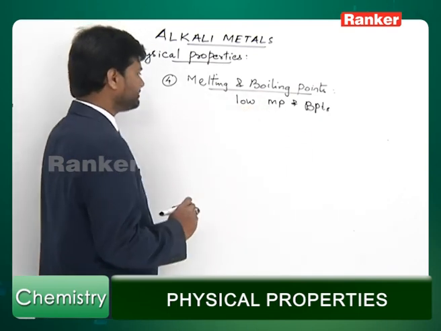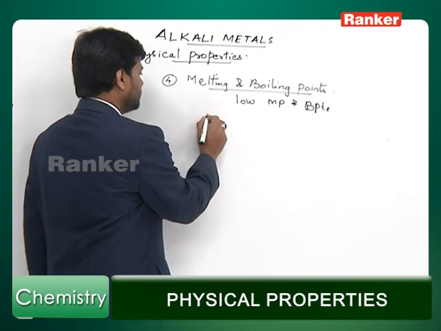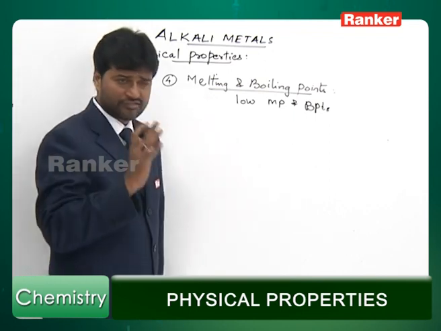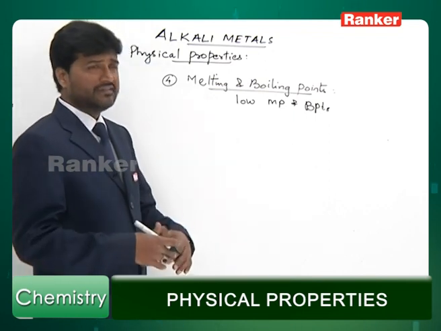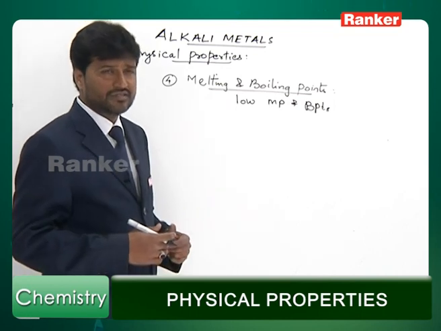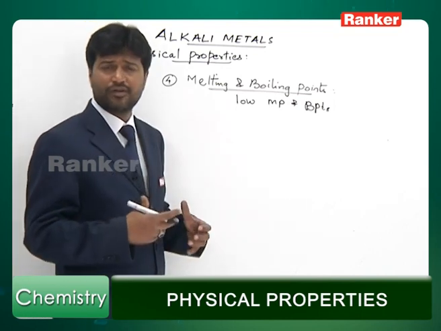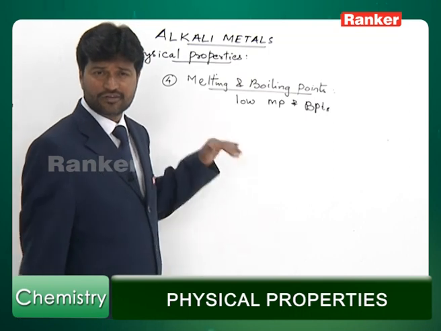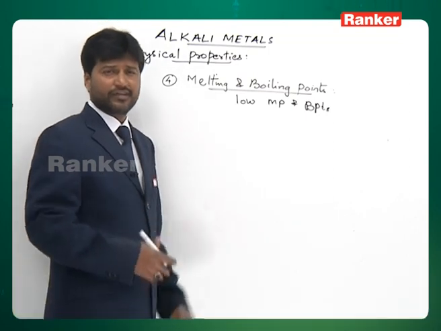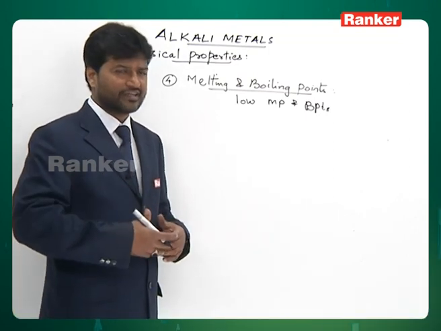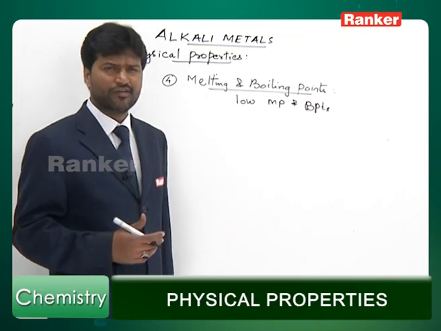The reason is their strength of metallic bond. See, these elements have only one valence electron, so the strength of metallic bond is very weak. Because of weak metallic bond, their interparticle attractions are weak and they melt at a very low temperature.